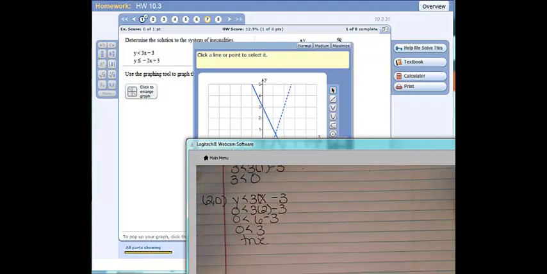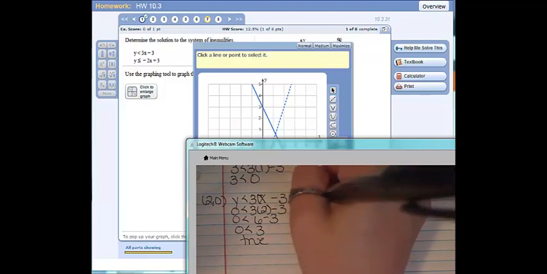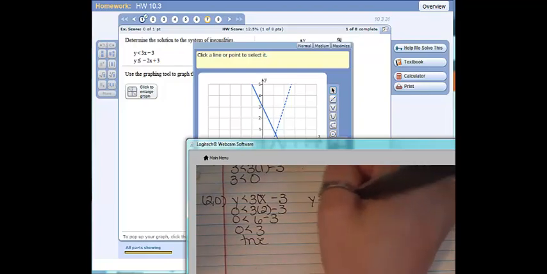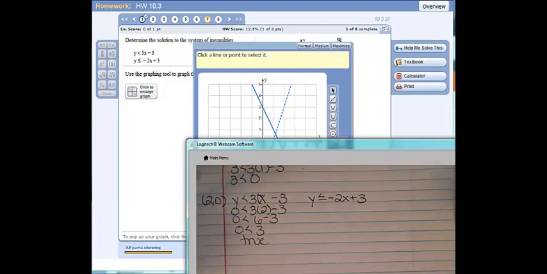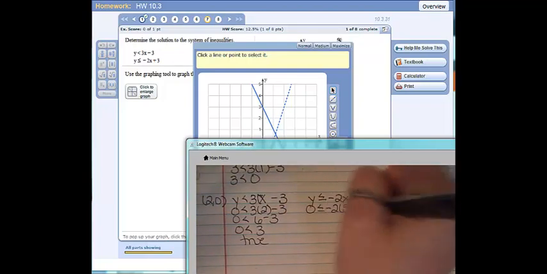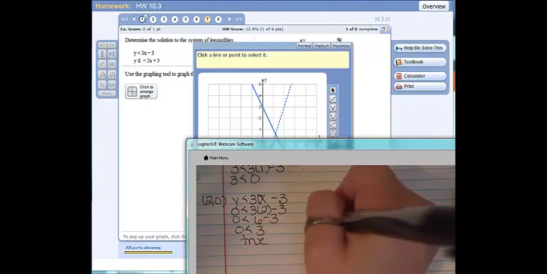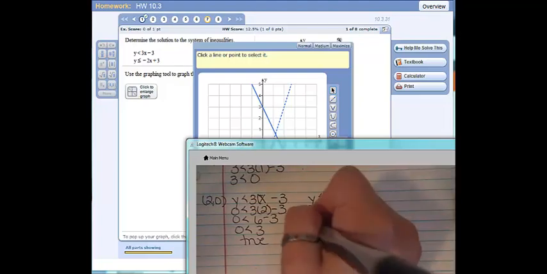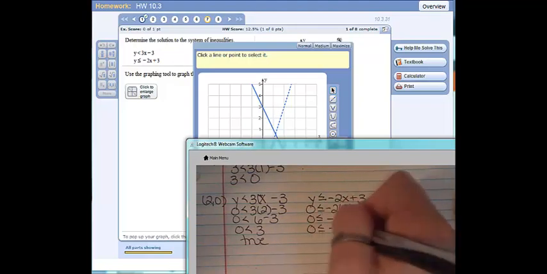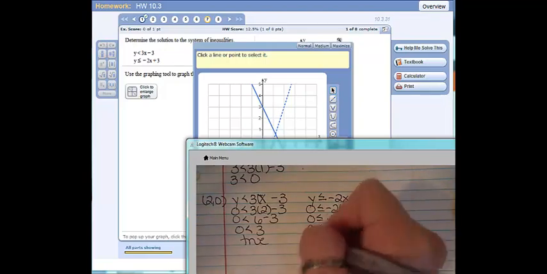So that's good. But we still have to plug it into our other inequality, which is y is less than or equal to -2x plus 3. So wherever there's a y, I'm putting in 0. Wherever there's an x, I'm putting in 2. So we get 0 is less than or equal to -4 plus 3. 0 is less than or equal to -1. That's not true. So that's false.